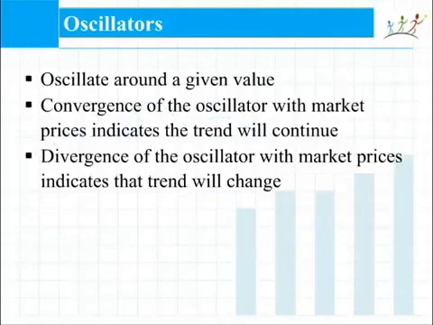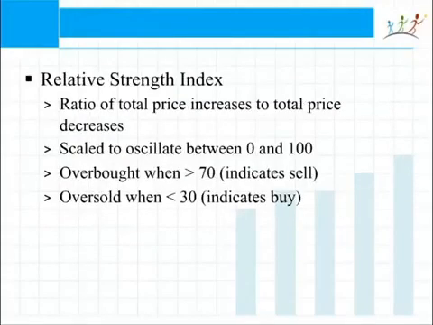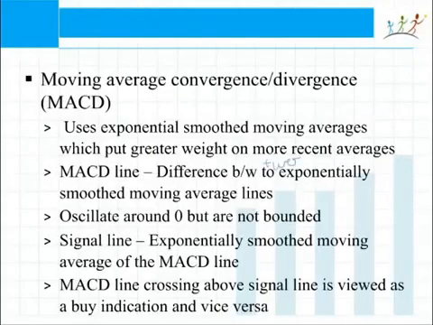Okay, these graphs will not be asked. However, I use them just to explain the concept a little better. So the signal line is an exponentially smooth moving average of the MACD line. So the MACD line crossing above the signal line is viewed as a buy indication, and the MACD line crossing below will be viewed as a sell signal, just like the regular moving average lines that we studied.